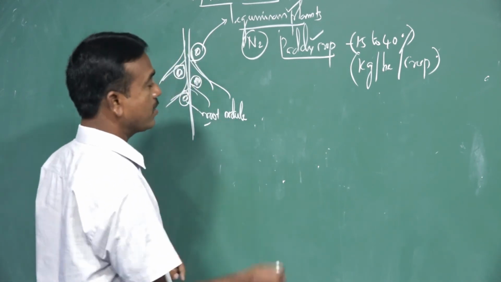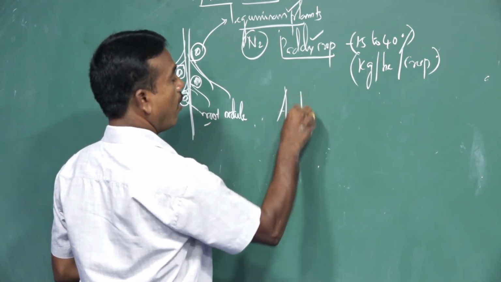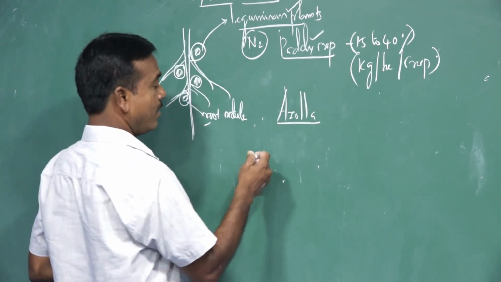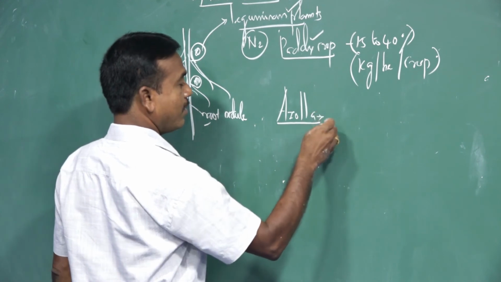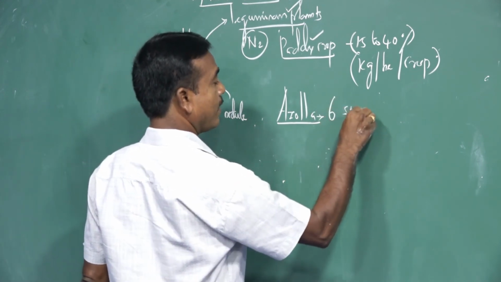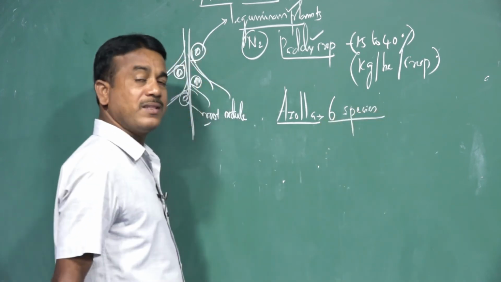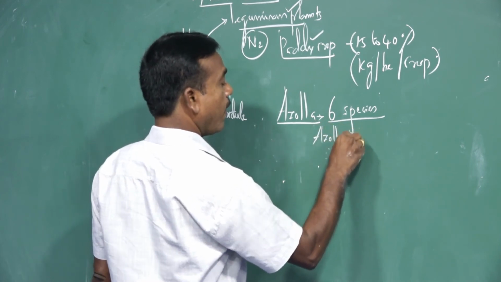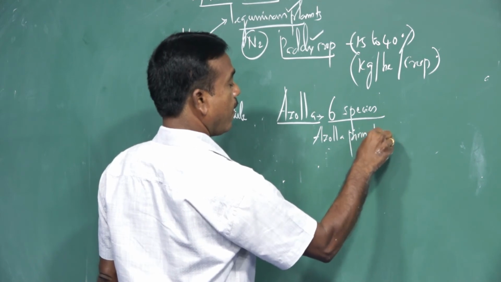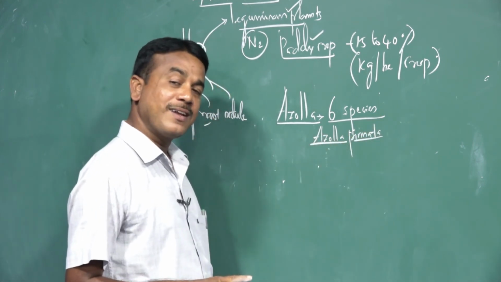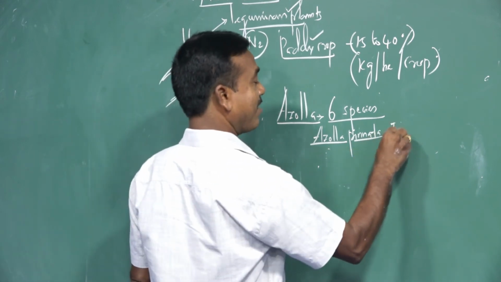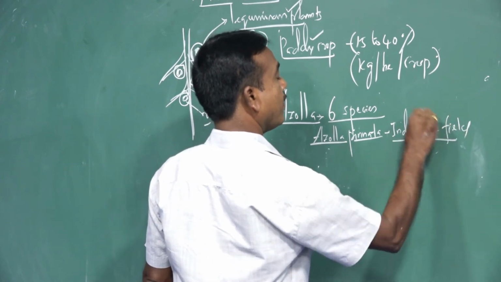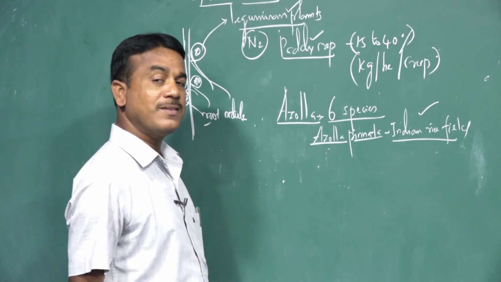Can I go to the next one, commonly called Azolla. Azolla is nothing but, generally, there are 6 species. Among the 6 species, Azolla pinnata is a successful biofertilizer in Indian rice fields.